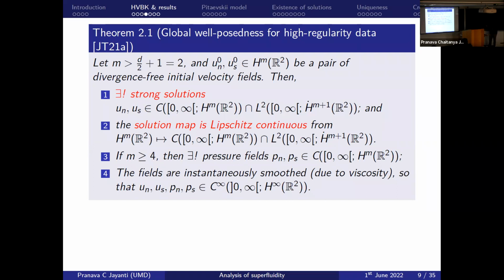So the main points of the theorem are that if you take divergence-free initial conditions, UN and US, that are in this function space HM, which is the Sobolev space of order M, so the mth derivatives of these velocity fields are square integrable, right? That's what HM is. Then we can show that there exist unique strong solutions, and this solution map is Lipschitz continuous, which means that they continuously depend on the initial data.